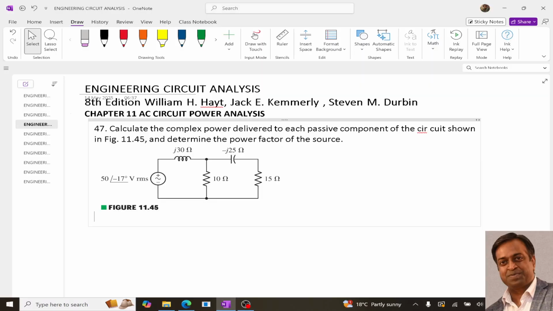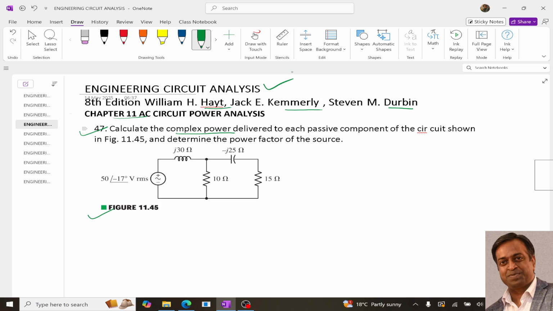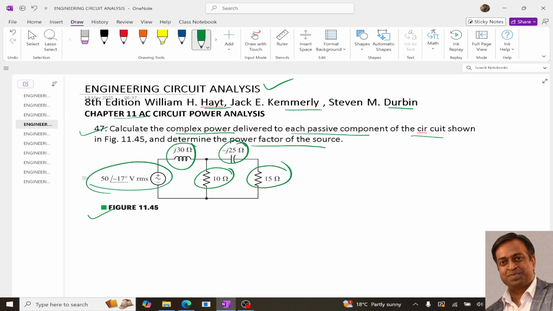Hello guys, in this video I am going to explain the solution of question number 47 of chapter 11 of the book Engineering Circuit Analysis by Hayt, Kemmerly and Durbin. The question says that for this particular circuit we need to determine the complex power delivered to each of the passive components of the circuit shown, and we also need to determine the power factor of the source.